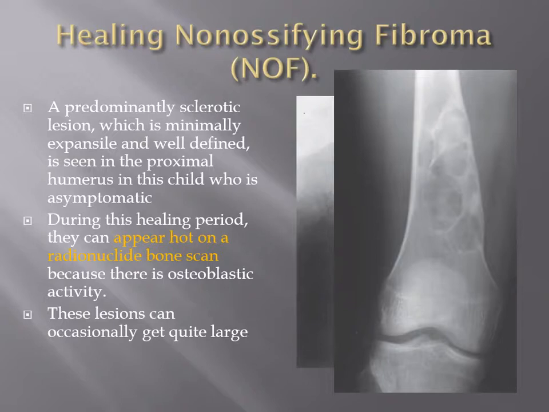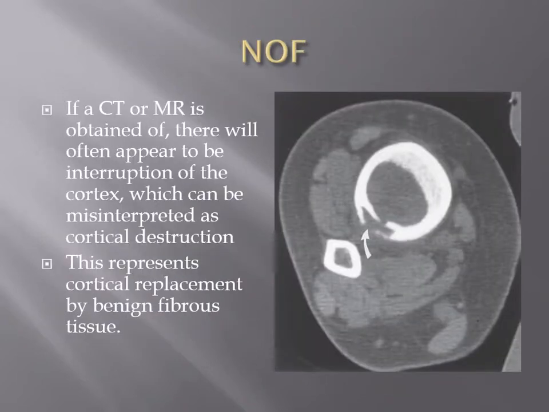No, don't think that is a cortical disruption. It is just an interrupted cortex, not destructive. It's not an aggressive process. It's a benign lesion that interrupts the cortex. It is benign in behavior, not malignant. No periosteal reaction. If you see cortical interruption, don't worry. It's acceptable in non-ossifying fibroma.